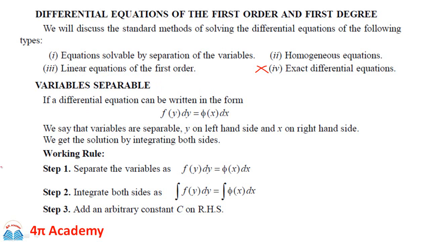So what is meant by separation of variables? If a given differential equation can be written in the form f of y dy equals phi of x dx, then we say that the variables are separable. When y is on the left hand side and x is on the right hand side, this is called a variable separable form.